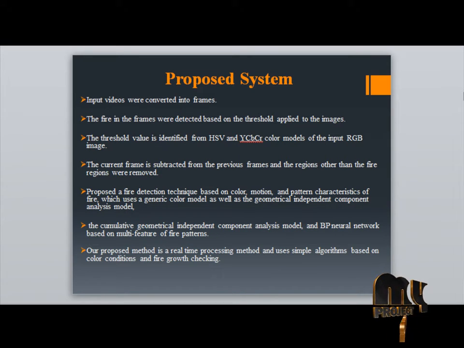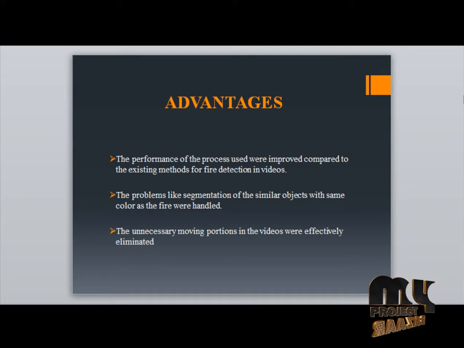In the proposed system, input videos are converted into frames. Frame detection threshold is applied. After the threshold, we apply HSV and YCbCr, and the current frame is subtracted from the previous frame, so the relevant object is detected. The detected part is then processed. This is our proposed system, and its performance accuracy is improved compared to existing systems. It segments similar objects of the same color, and unnecessary moving portions of the video are effectively eliminated.